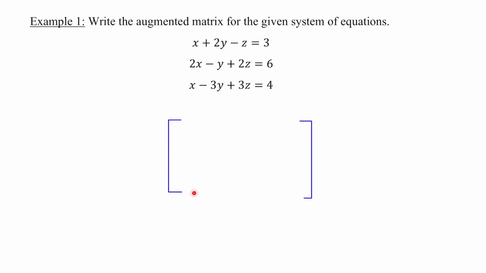So I have the notation for the matrix. I will have my constant on the right side. The first row will have 1, 2, -1, 3. The second row will have 2, -1, 2, 6. The last row will have 1, -3, 3, 4. This is my augmented matrix from the system of linear equations.